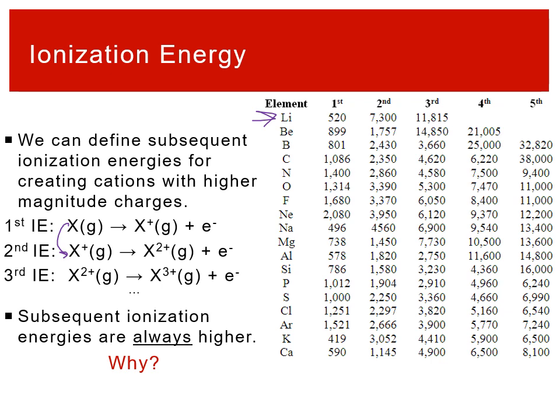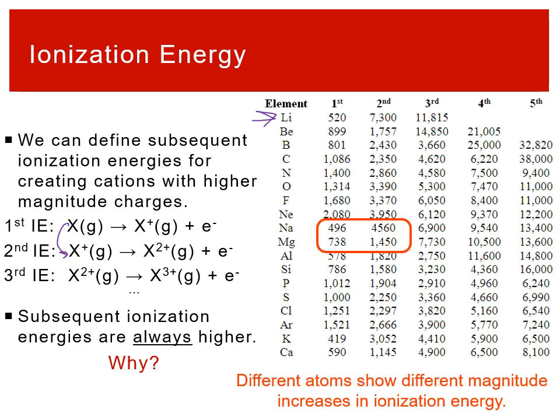So it doesn't matter what row you look at, the numbers always go up. Subsequent ionization energies are always higher. But they are not always increasing in the same magnitude. For example, if we look at sodium, that is 496 for its first ionization energy, and magnesium is 738. So it makes sense that it takes more energy to remove an electron from magnesium, which is to the right of sodium on the periodic table.